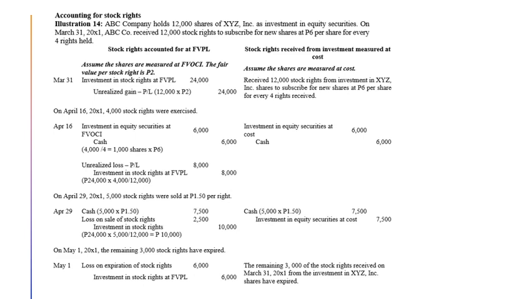So, ABC owns an investment in XYZ. What ABC received is 12,000 rights. Okay, in the absence of any stipulation to the contrary, it is presumed that the number of shares you have is also the number of your stock rights.